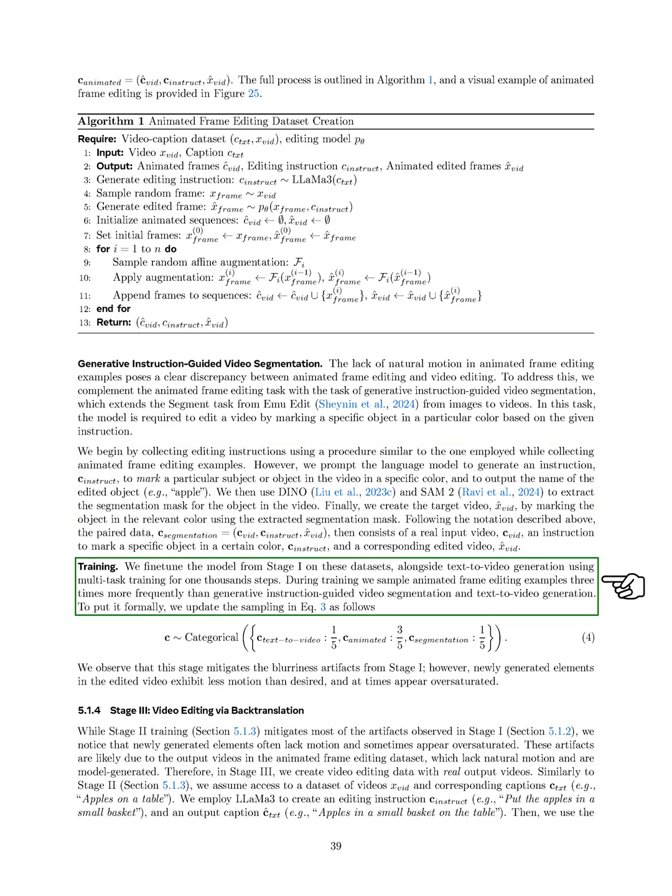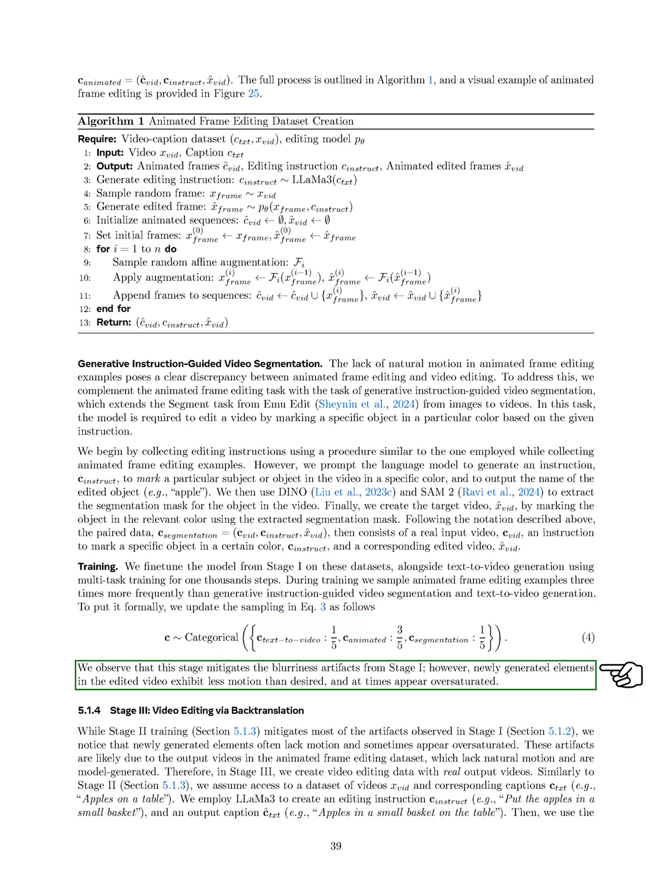Training. We fine-tune the model from stage 1 on these new datasets, using multitask training for 1,000 steps. During this training, we sample animated frame editing examples more frequently than the other tasks. We observe that this stage reduces the blurriness from stage 1, although some newly generated elements in the edited video still appear oversaturated.